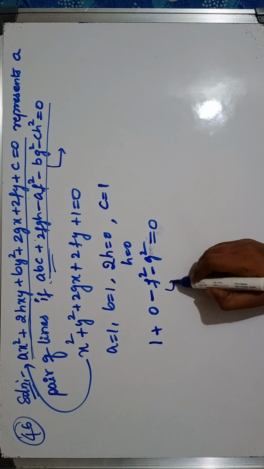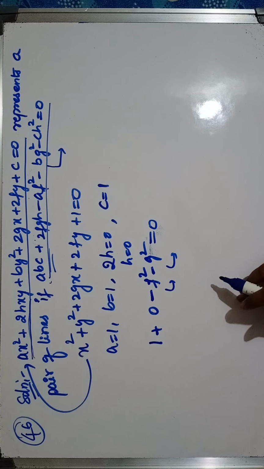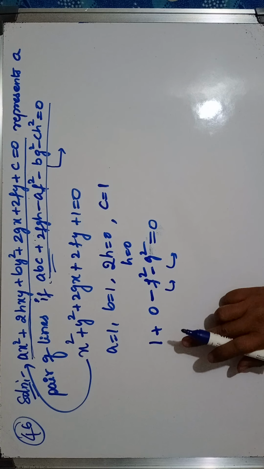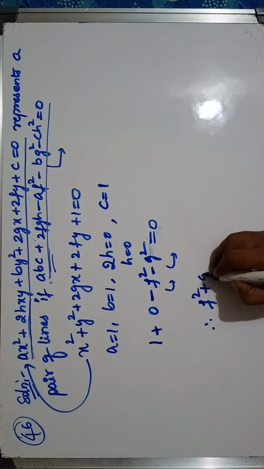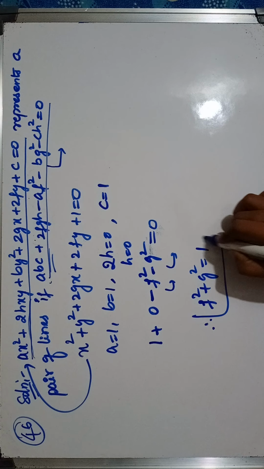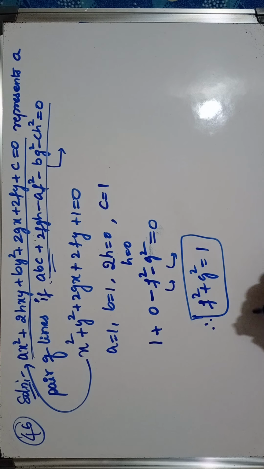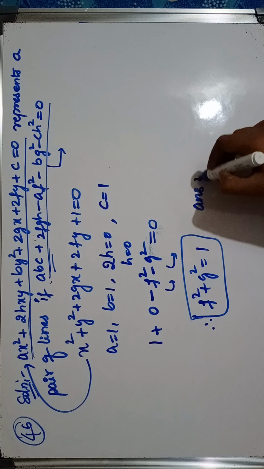Now take these two terms to the RHS, that becomes plus f square plus g square, which is equal to 1 here. Therefore f square plus g square is equal to 1 is the required condition, which is nothing but our second option.